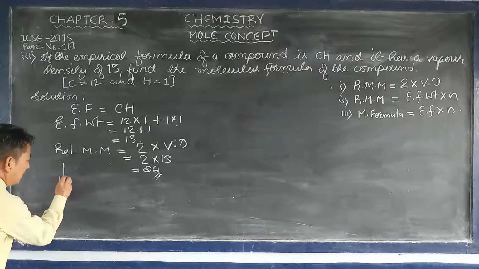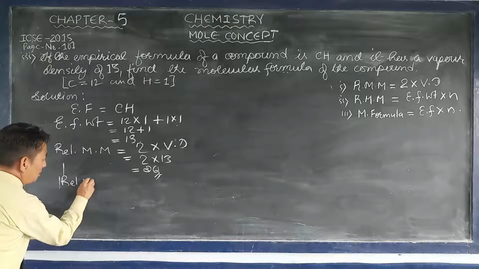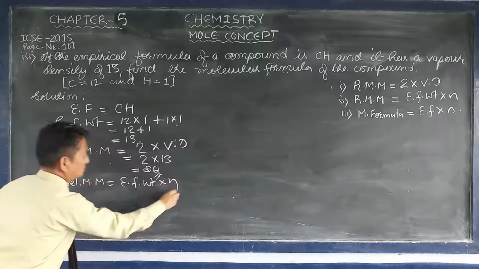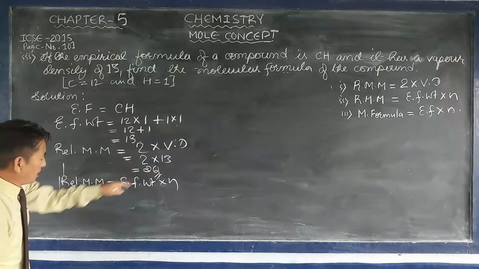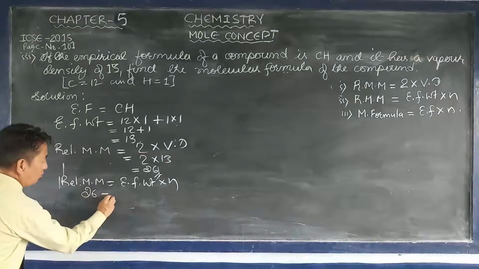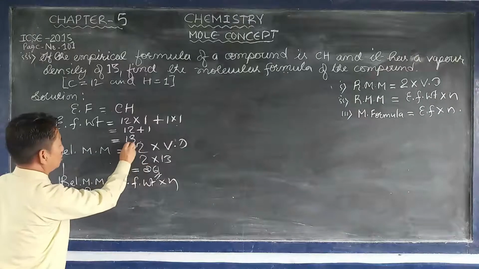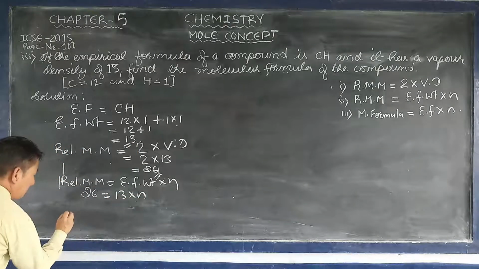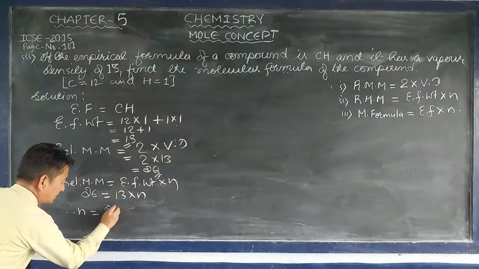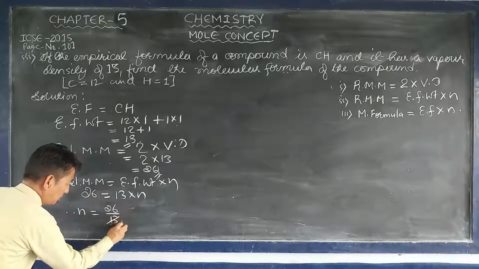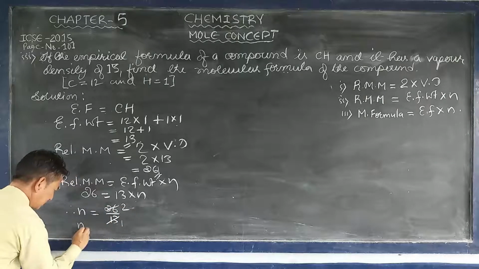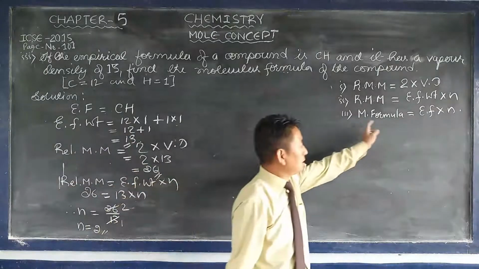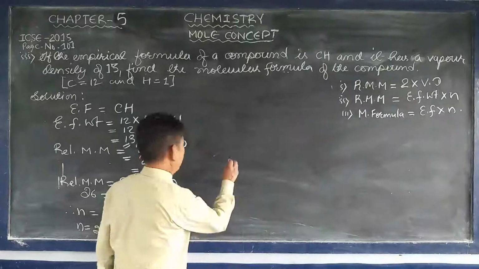into N. Relative molecular mass is equal to empirical formula weight into N. What is the relative molecular mass? 26. Here we will write 26 equals empirical formula weight 13 into N. We will find out the value of N. Therefore, N equals 26 over 13. 13 ones are 13, 13 twos are 26. N equals 2.